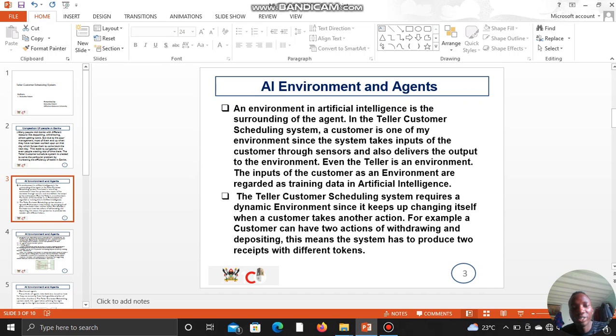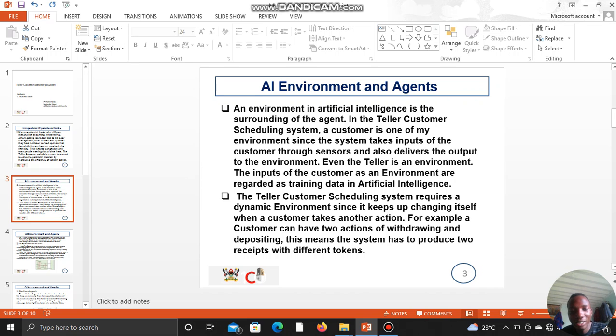My project involves AI environments and agents. When I say AI environments and agents, this takes me to the machine learning types. You have supervised, unsupervised, and reinforcement learning. Reinforcement learning is the learning of agents in their environments, and this means that we are using reinforcement learning. An environment is the surrounding of an agent, and an agent behaves well in a particular environment.